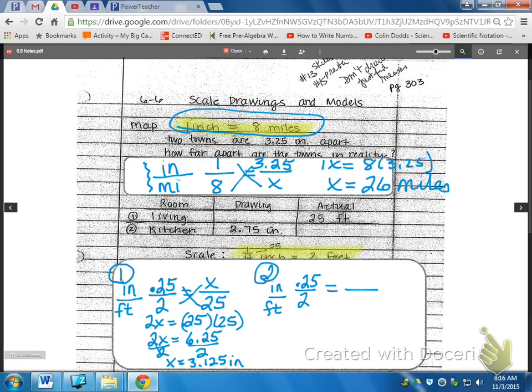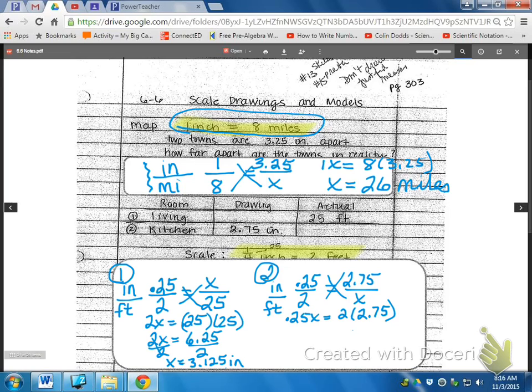Somebody that hasn't gotten a ticket yet. Okay, Trayton. If we have 2.75 inches from the drawing, where would I put that? The top or the bottom? Top, because that's where we're putting the inches, 2.75. And what goes on the bottom? X. Cross, cross. And what happens when I multiply, Trayton? Right.